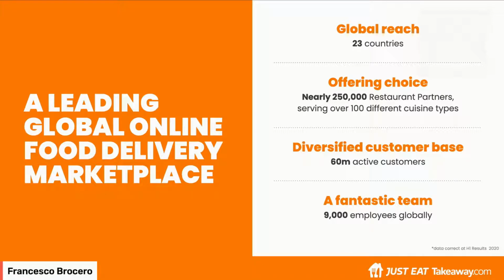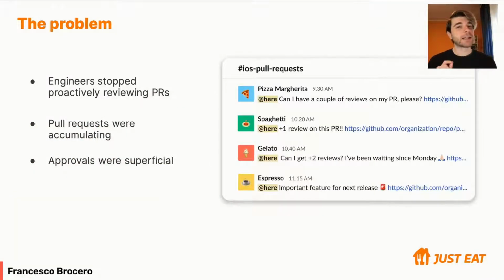So let's talk about this. When I joined JustEat back in 2019, the process to ask for a pull request review was to drop a message in a Slack channel with an @here saying, hey, I opened a PR, can I have a couple of reviews please? With the link to GitHub.